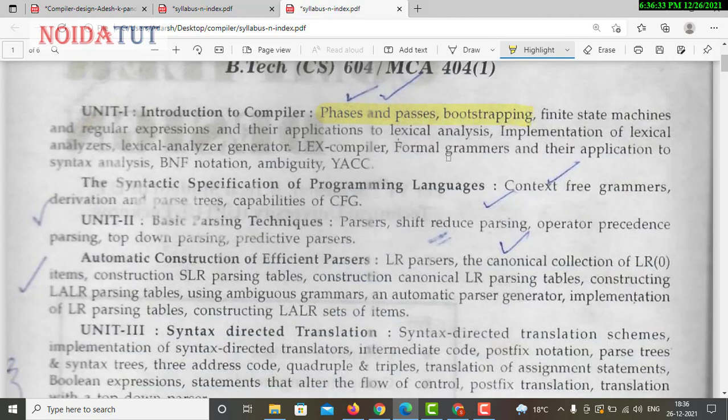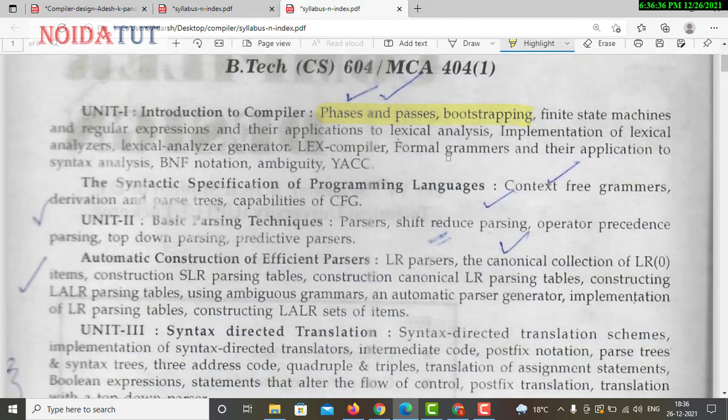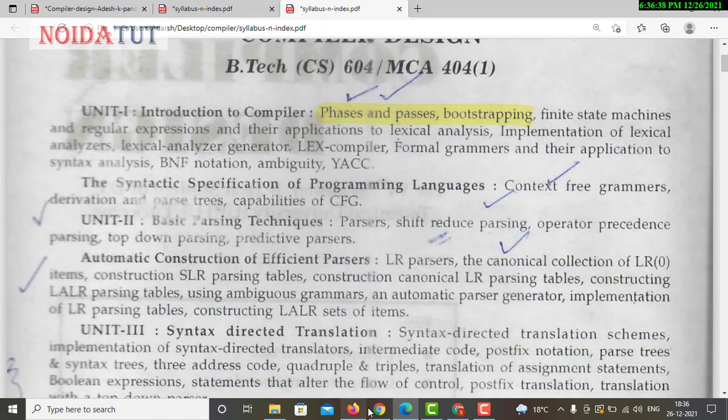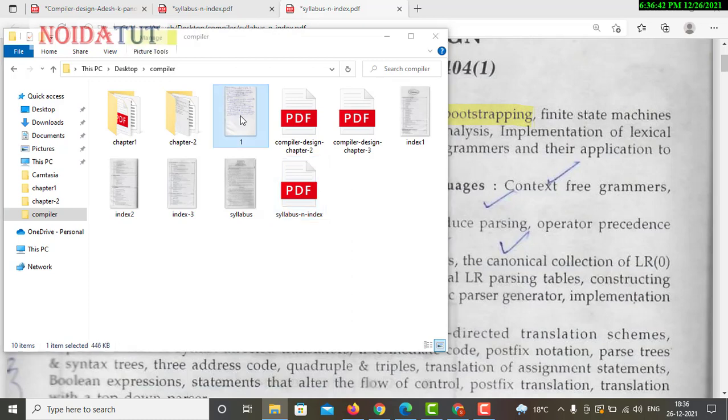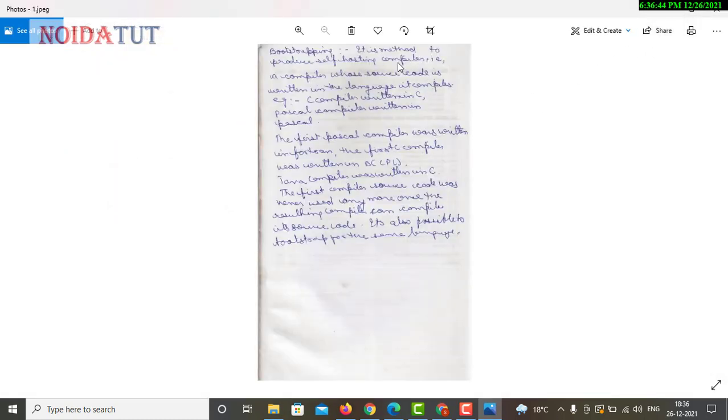What is bootstrapping? It is a self compilation process. I'm just going to show you what that means. Bootstrapping is a method to produce the self-hosting compiler. That means a compiler whose source code is written in the language it compiles. Now, for example, C compiler written in C language, Pascal compiler written in Pascal language. So this is known as bootstrapping.